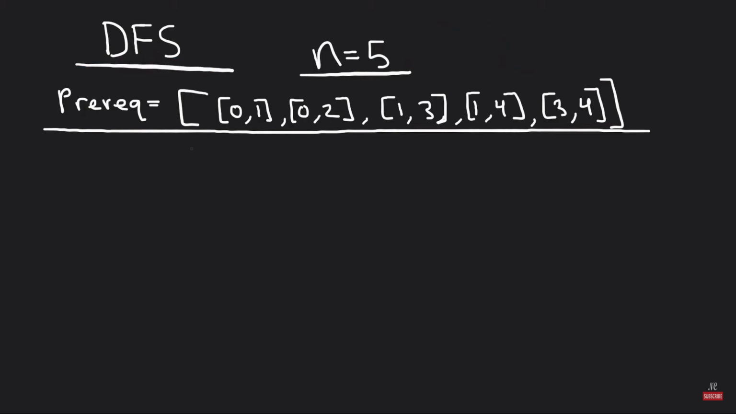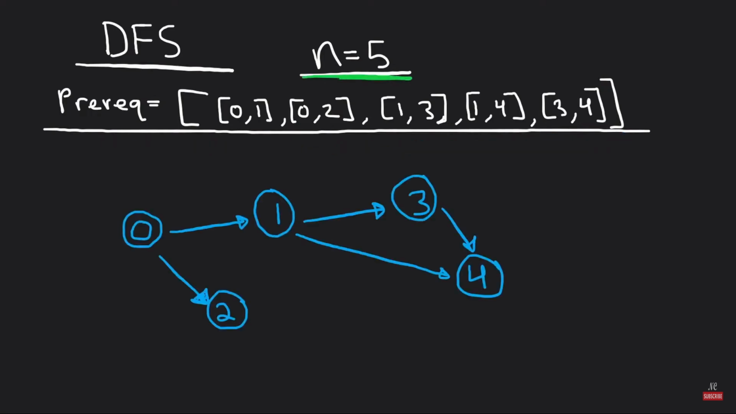So given this new example, the first thing you want to do is visualize it. So I'm going to draw a picture. We're given 5 nodes. So we have 0, 1, 2, 3, 4. That's 5 nodes. We're also given 5 prerequisites. So in this case, we end up having 5 edges, right? From 0 to 1, 0 to 2, 1 to 3, 1 to 4, and 3 to 4.